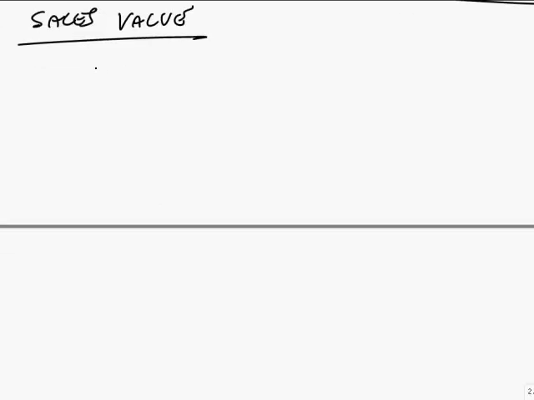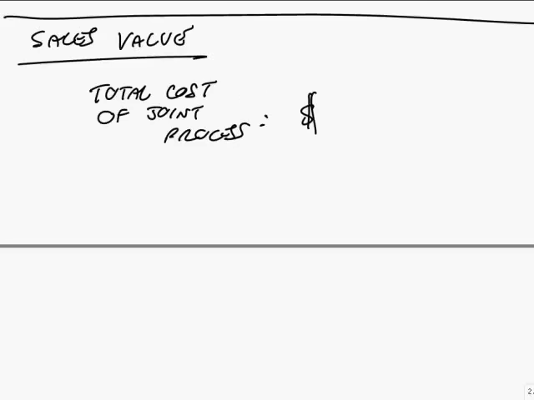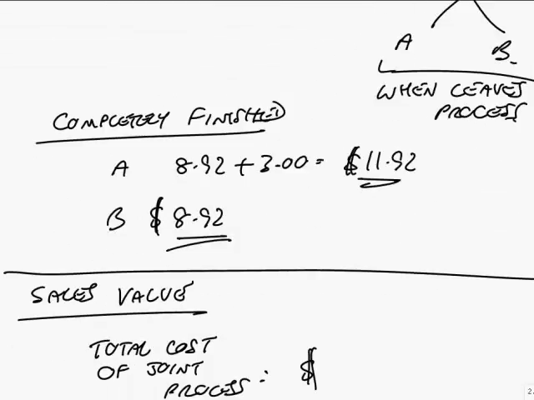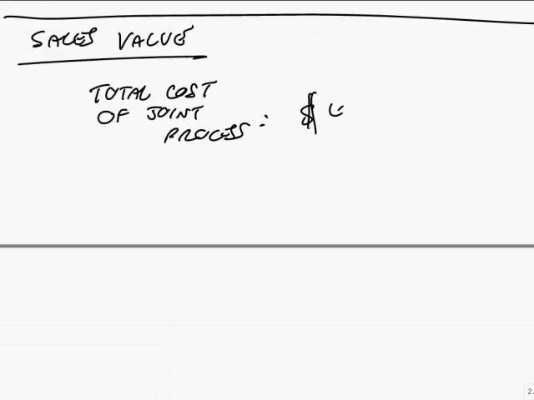First of all, we need to get the total cost, as always, of the joint process. And that we've already done. It was the 460 we spent, less the money from the byproduct. I won't show all the workings again, but the cost we were trying to split was how much? 446. You're all with me?